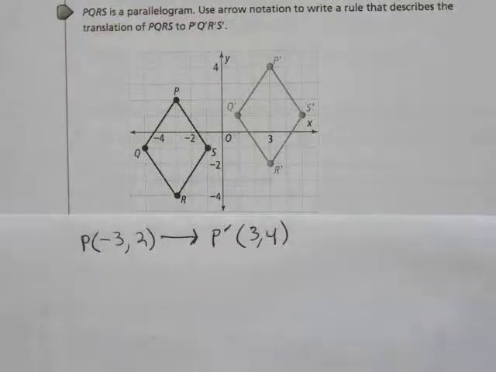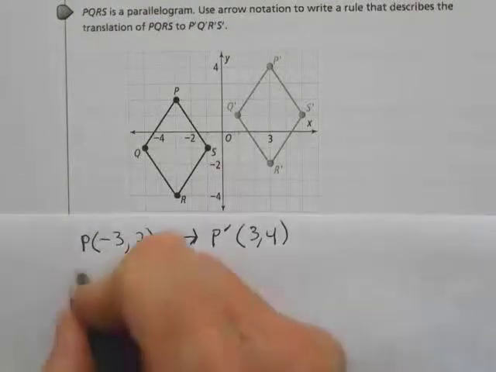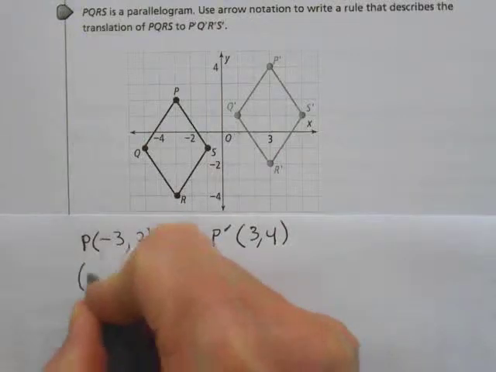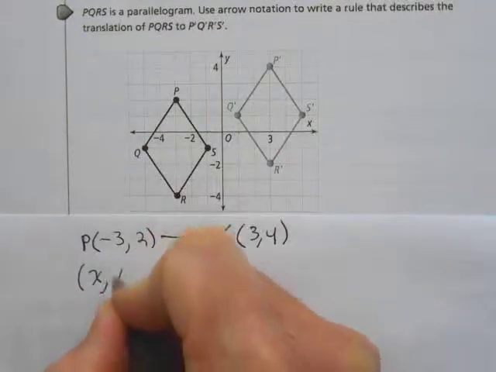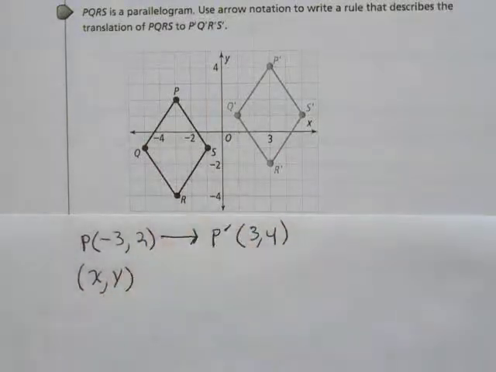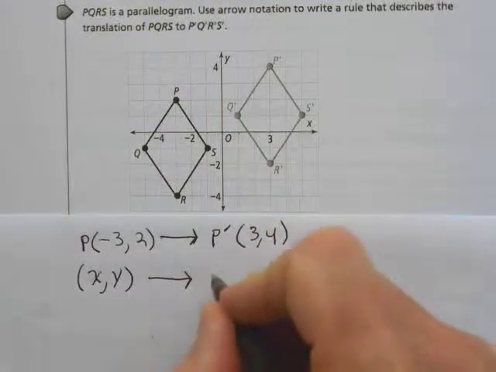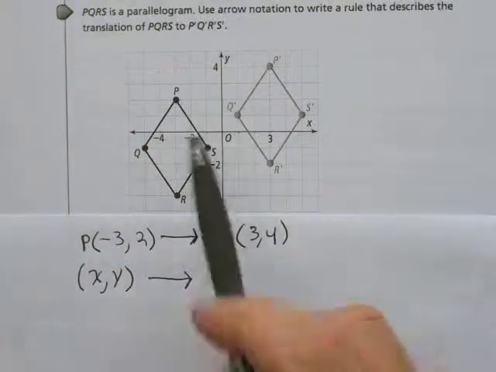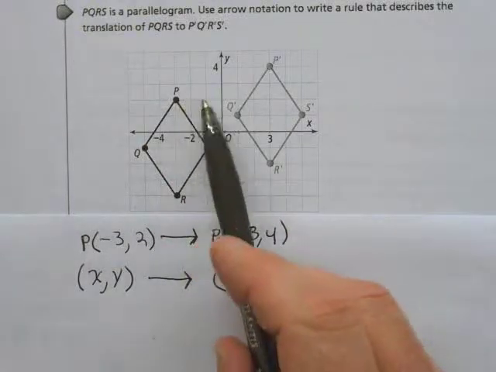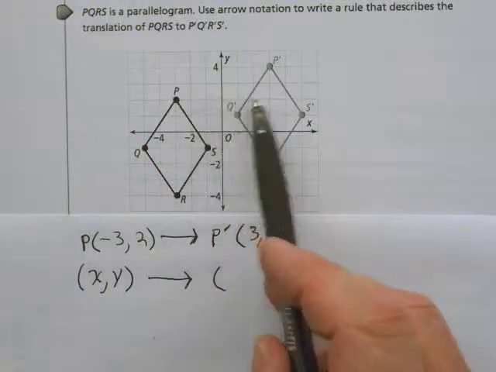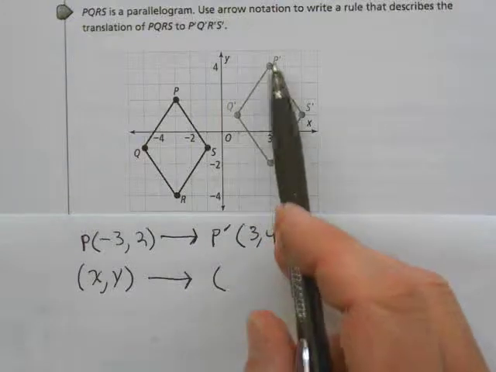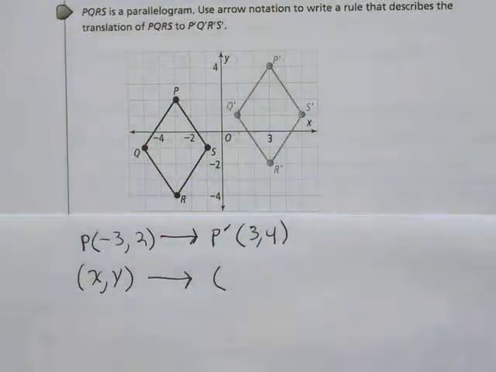Okay, so I need to write a rule using arrow notation. And that starts off looking like this. For the ordered pairs (x, y), what do I do to the x and what do I do to the y to get to wherever I'm going? So let's see, for P I moved over 1, 2, 3, 4, 5, 6, and up 1, 2. And that should be the same for all of these points.